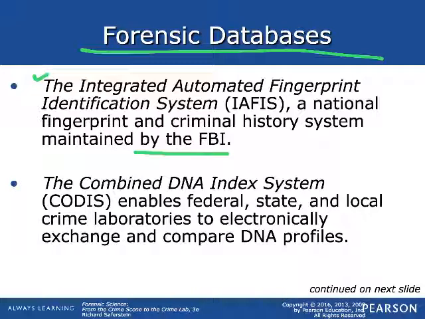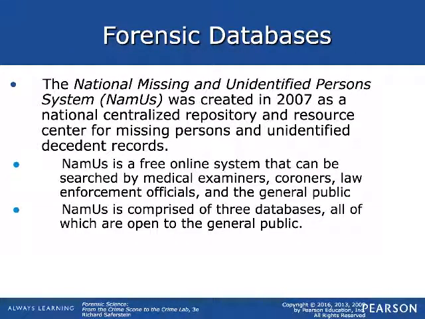Okay, so CODIS is the Combined DNA Index System. It's a way for federal, state, and local labs to exchange and compare DNA profiles. We'll talk about that more as time goes on. NamUs is the National Missing and Unidentified Person System. It was started in 2007. It's a centralized repository and resource center for missing persons and unidentified decedent records.